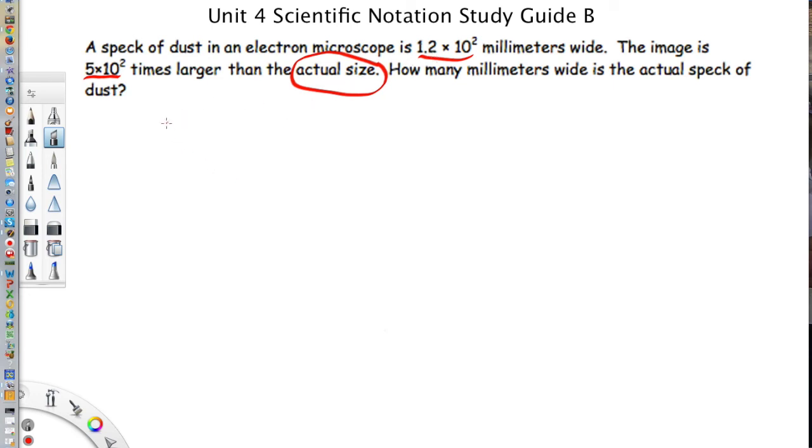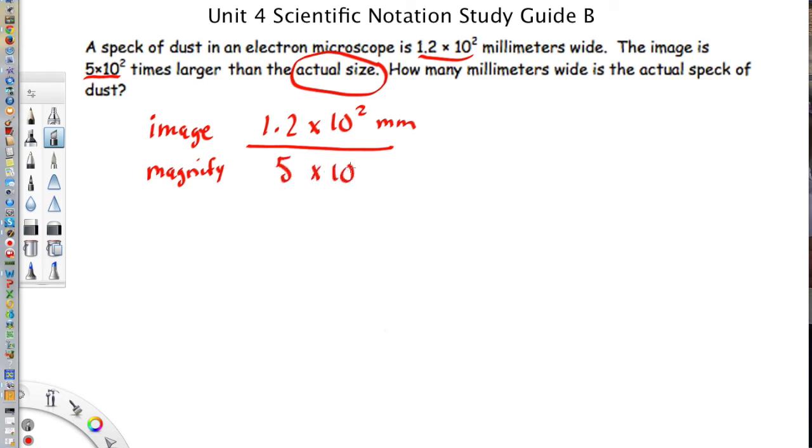We're going to take the image size. Okay, that's the way it's perceived. It looks like it's 1 2/10 times 10 to the second power millimeters. And we're going to divide that by the magnification, how much it's magnified, which is 5 times 10 to the second power.